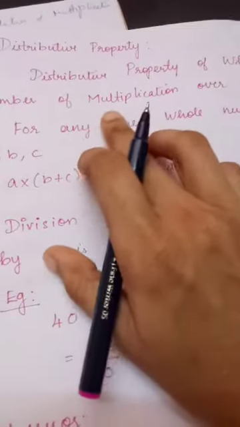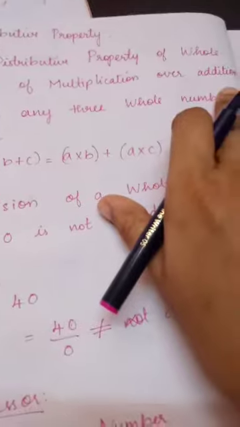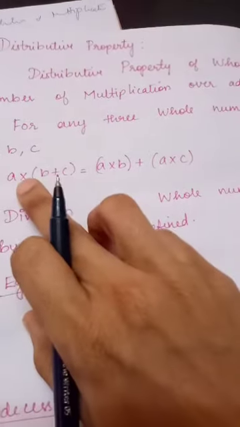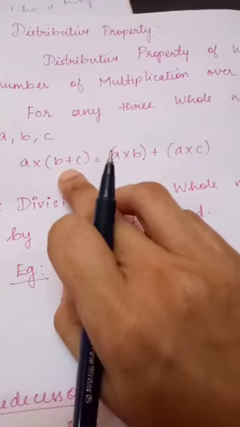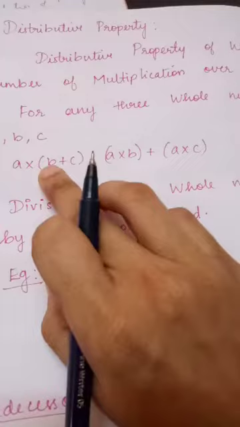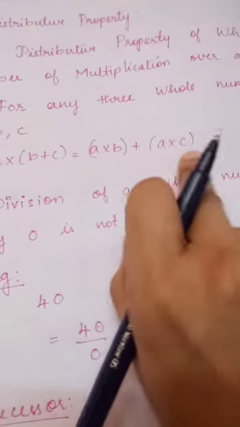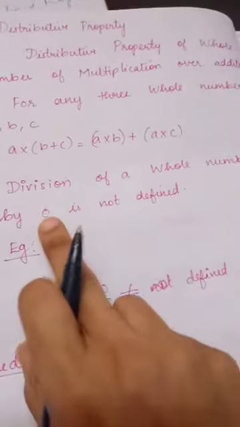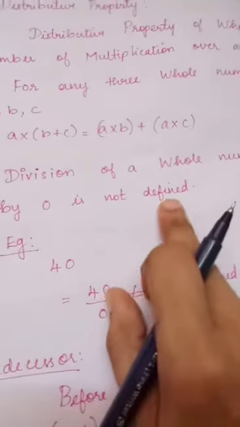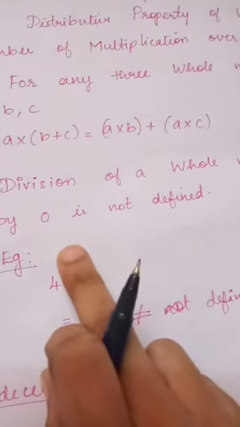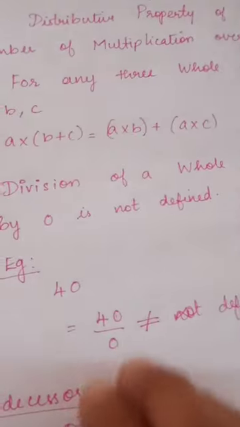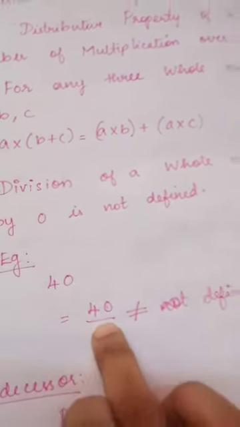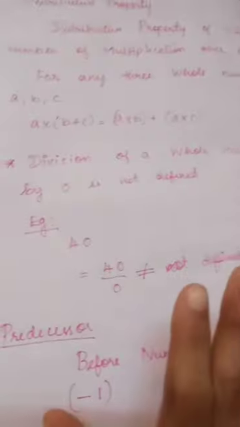Next is our distributive property. Here distributive property is for multiplication over addition. So multiplication is used, addition is used. Here three whole numbers are used, but two different operations. a into (b plus c) equals a into b plus a into c. Next, division of a whole number by 0 is not defined. When we divide a whole number by 0, it is not defined because the denominator should never be 0. Okay, that is the property in whole numbers.